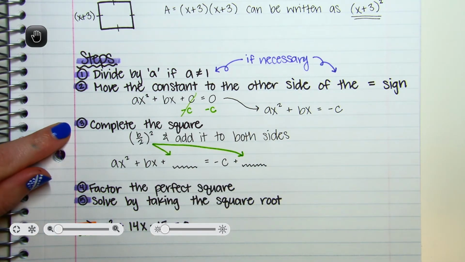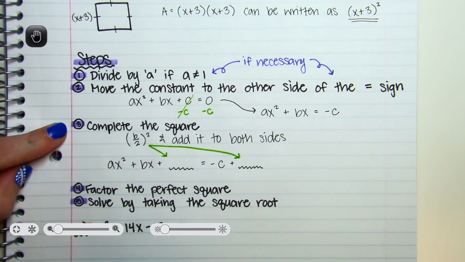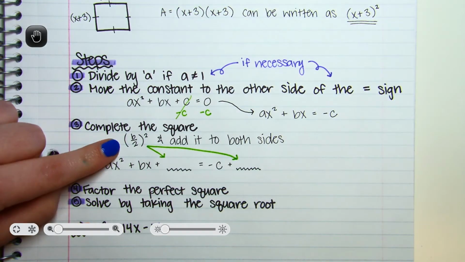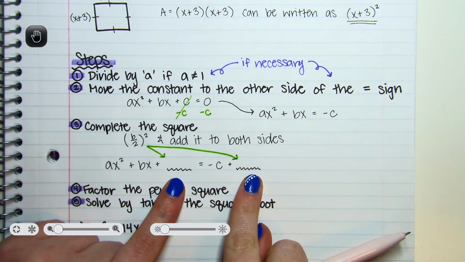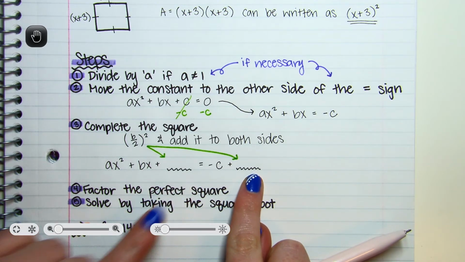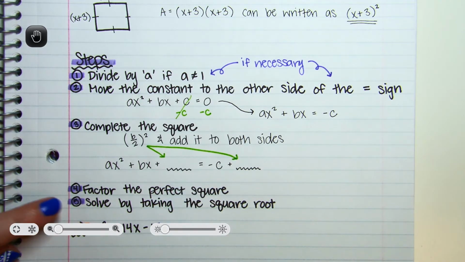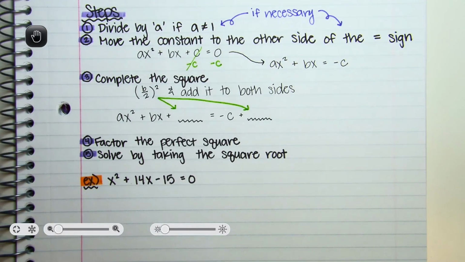Then step 3 is to complete the square. So this is the really big important part that allows us to write our answer like this up here. So we're going to take whatever number b is, take that b value and divide it by 2 and then square it. And then we add that to both sides of our equation. Once we have that, then we're going to factor the perfect square, which will be the left-hand side. And then you'll solve by taking the square root. So let's look at an actual example.